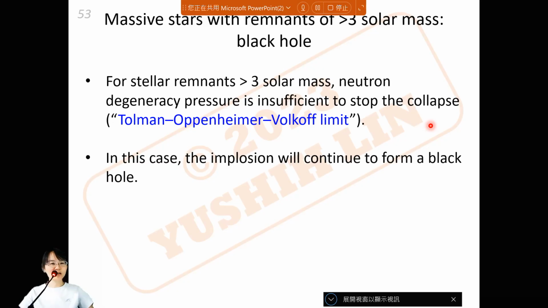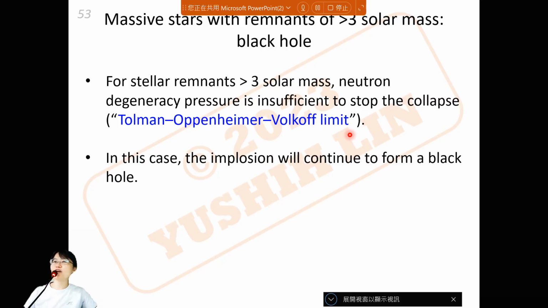So now we talk about the largest stars, with remnants larger than 3 solar masses. So that's something we all know. Its remnant is no longer visible. Its remnant is a black hole. For a stellar remnant larger than 3 solar masses, neutron degeneracy pressure is insufficient to stop the collapse. So that's the famous Tolman-Oppenheimer-Volkoff limit.